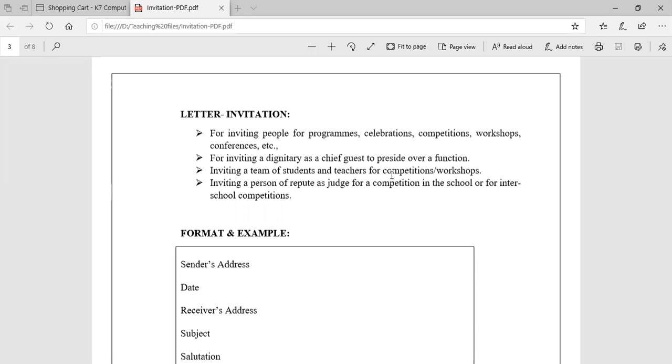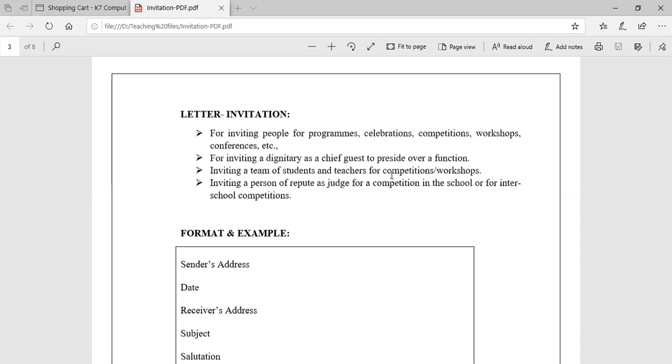Then we can go for inviting a person of repute. That means a renowned or scholarly person, as a judge for a competition in the school. We can go for even a dancer, or a singer, or art and craft teachers, anything can be. So inviting a person of repute, renowned, as a judge for a competition in the school or for inter-school competitions. So the card printed format, we can remember that it is a general one, that should be written in third person's note, and we have to invite all.